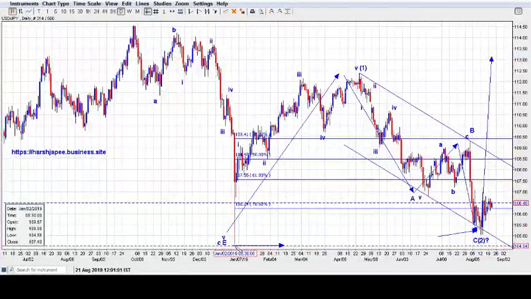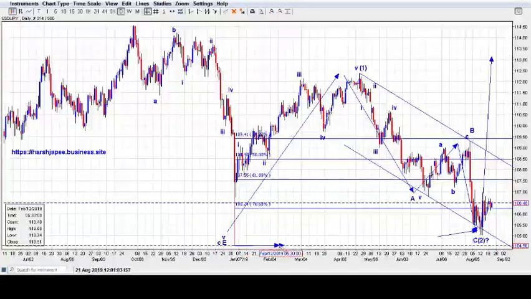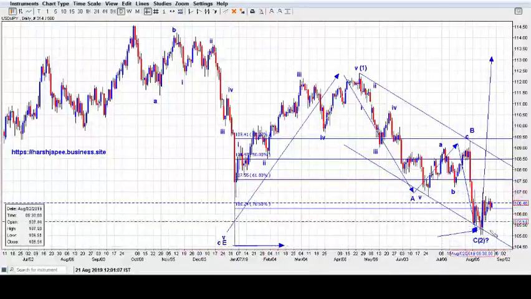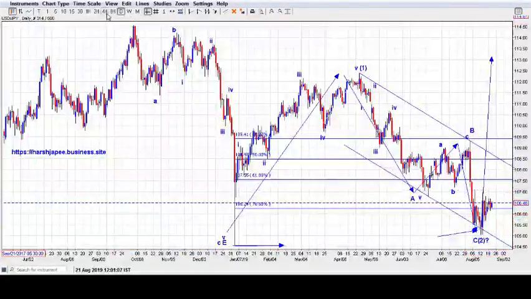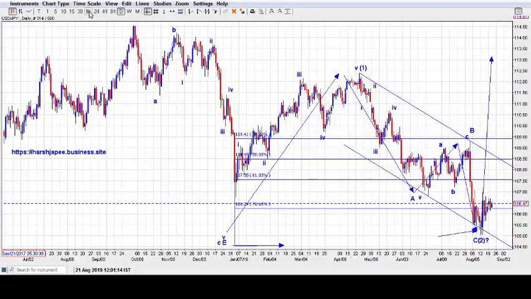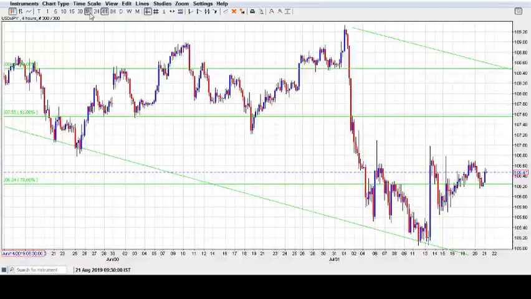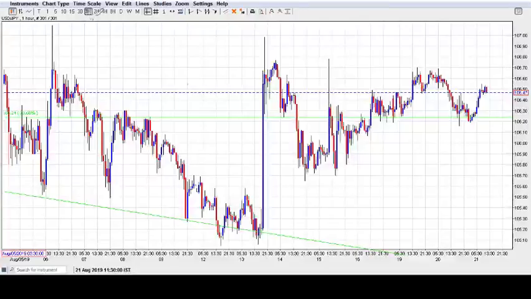The only criteria is prices should stay above 104.50. There is a bit of consolidation seen here. If you want to, let's see on the hourly chart, we can go back and view the recent area after the bounce. And there you go.